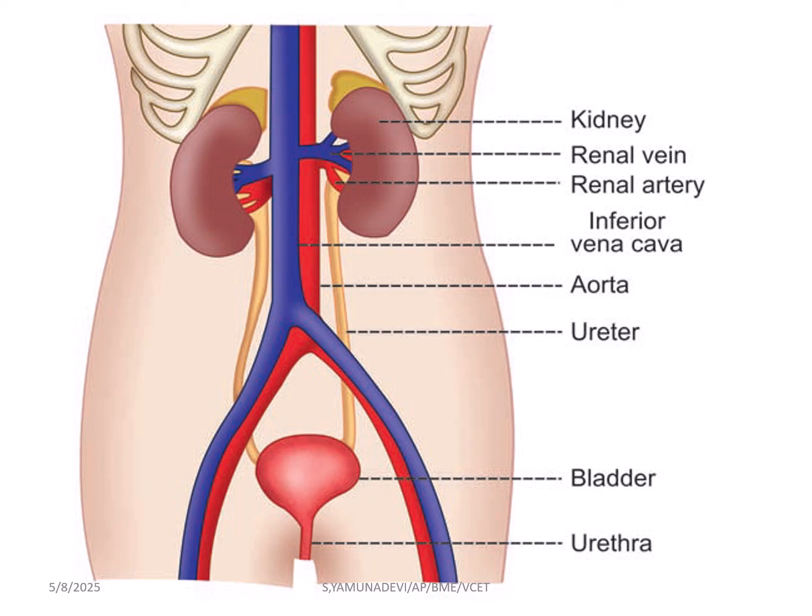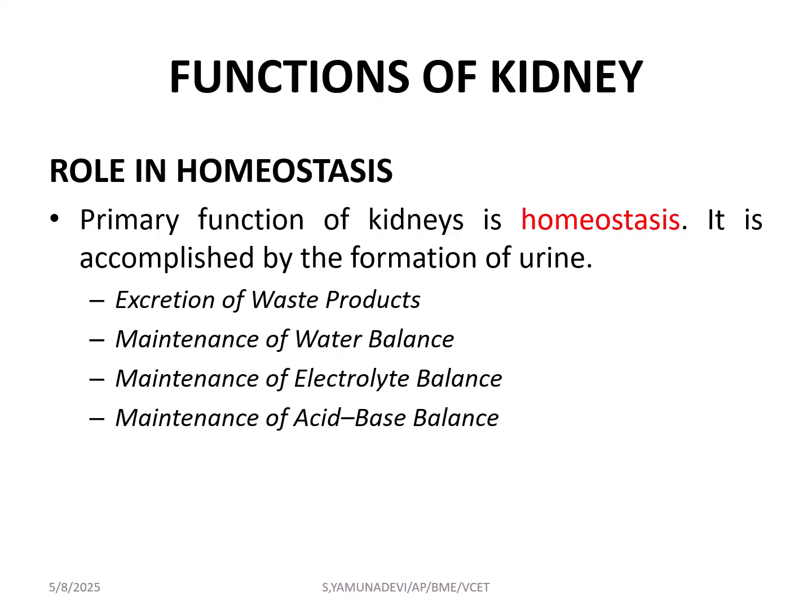It has a pair of kidneys, and the veins and arteries of the kidneys are called the renal vein and renal artery, and the inferior vena cava, aorta, and ureters for carrying urine from the kidneys to the bladder, and the urethra for passing urine out of the bladder. We will discuss the functions of the kidney.